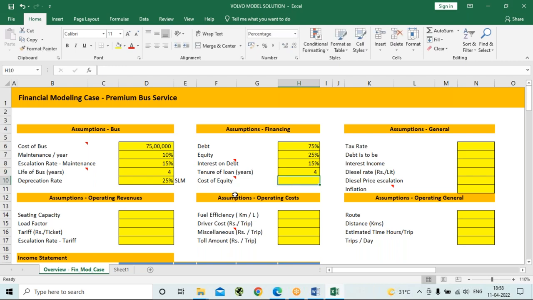Then what is the cost of equity? The cost of equity is the high yield assumed. This is done to check whether this project lies higher up on the investment opportunity schedule. That is, what could be the expected return on investment, the internal rate of return, you can say. So the expected is 20%.